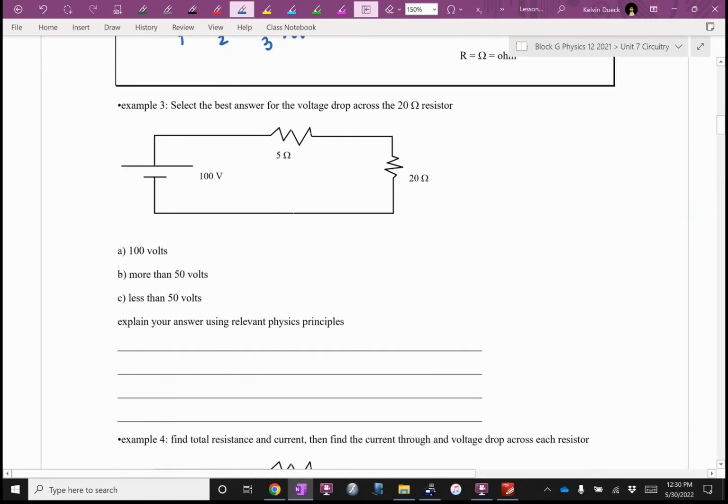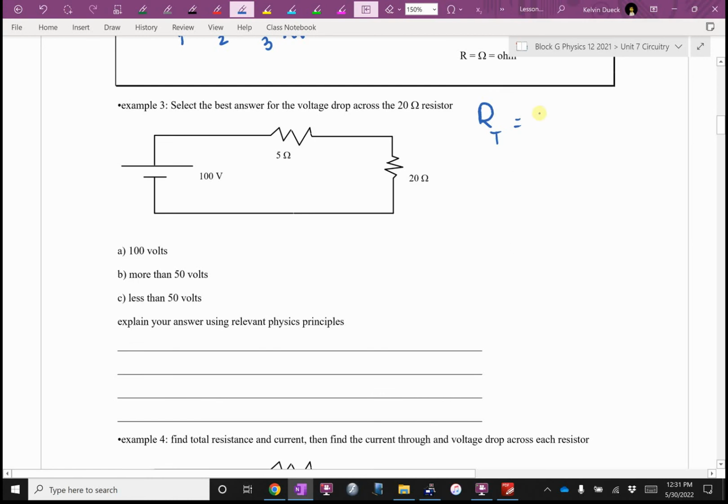Example 3 says, select the best answer for the voltage drop across the 20 ohm resistor. 100 volts, more than 50 volts, less than 50 volts. And convince me. I think we can be more specific. How big is this resistor in ohms? How big is this resistor in ohms? Are they in series? Are there any junctions between them? There are no junctions. They are in series. I can rewrite this as a single resistor. How big?